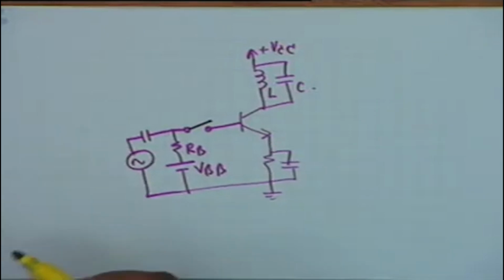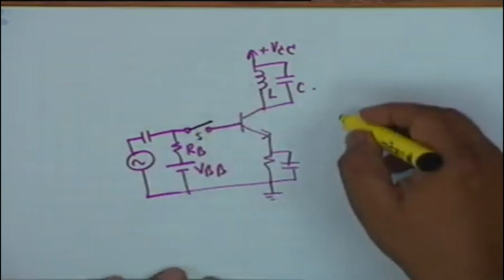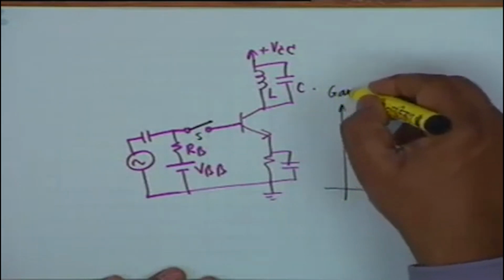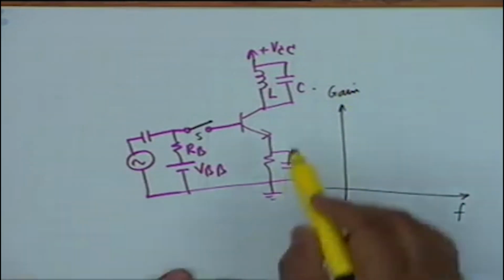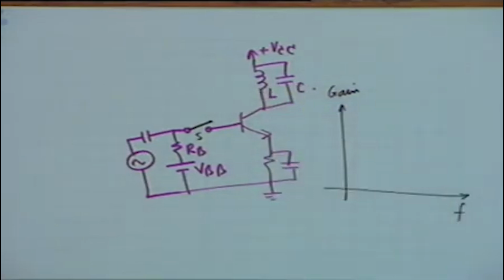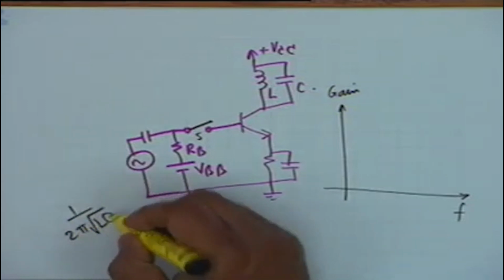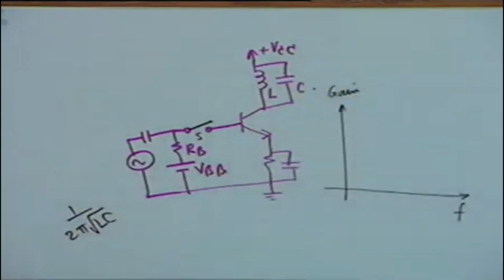Suppose the switch S is closed, then can you tell me what the gain of this circuit versus frequency shall look like? The parallel resonance circuit has the highest impedance at the resonant frequency. What is the resonant frequency? 1 by 2 pi square root LC. At this frequency, the load has the highest value.